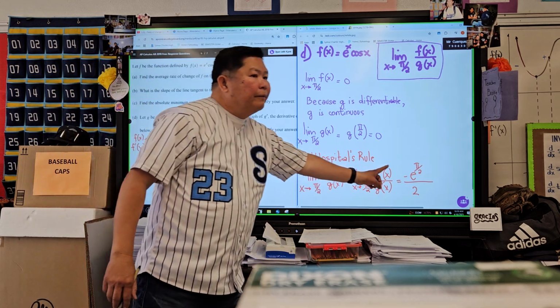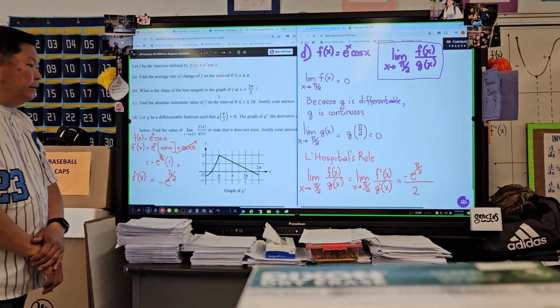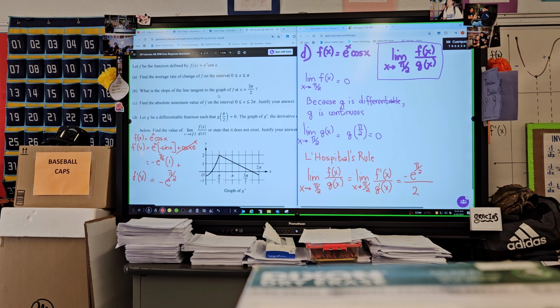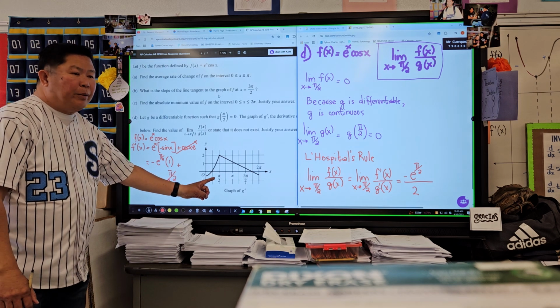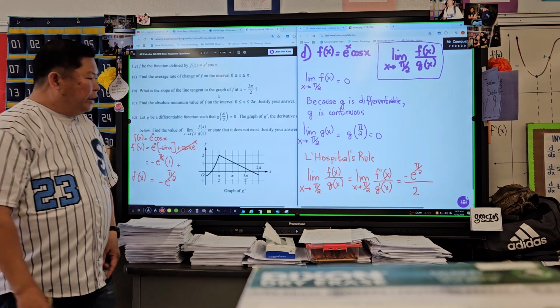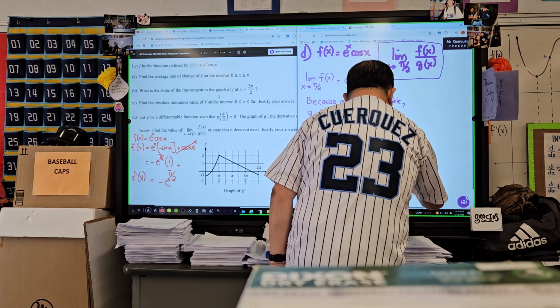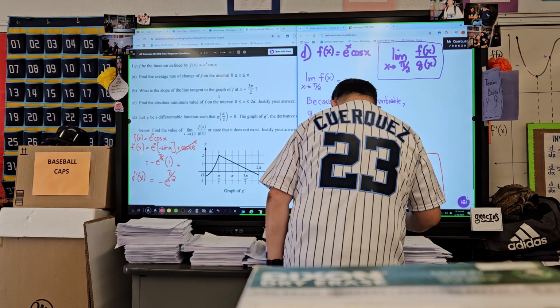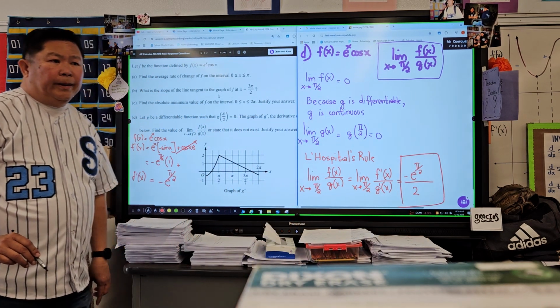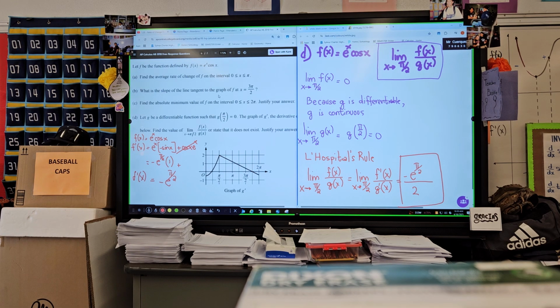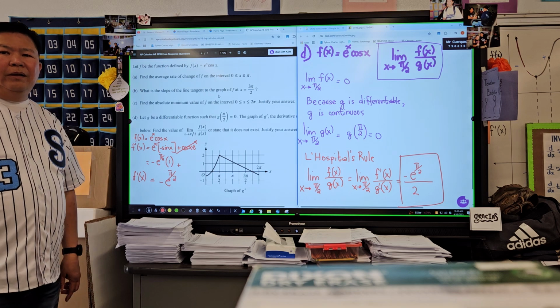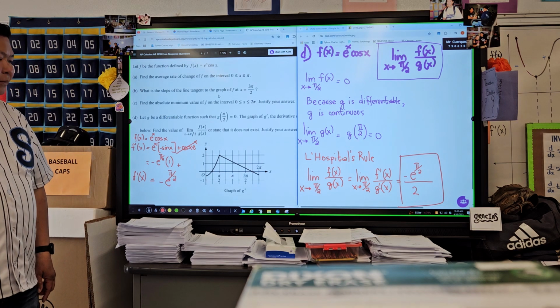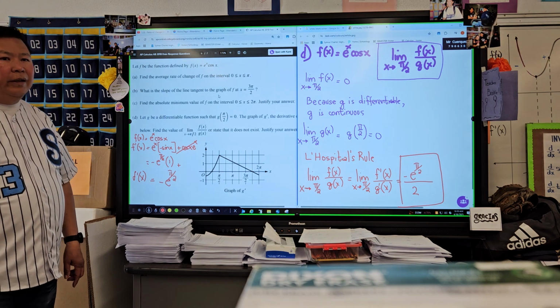Is this correct? And then the g prime of pi over 2 is 2. So this is the final answer. Any questions, guys?